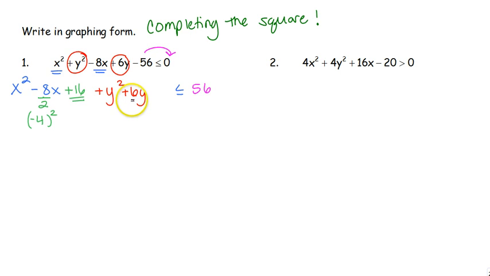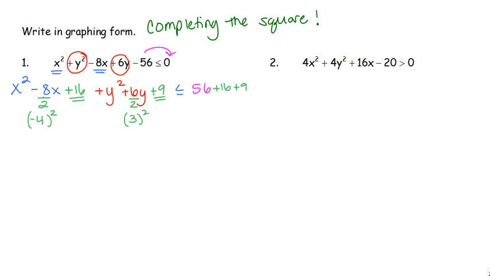And then we take half of our y middle term as well. Half of 6 is 3. We square 3, and we add 9. Now remember, we've got to keep our equation in balance. So if I add 16 on the left, I have to add 16 on the right. If I add 9 on the left, I've got to add 9 on the right.